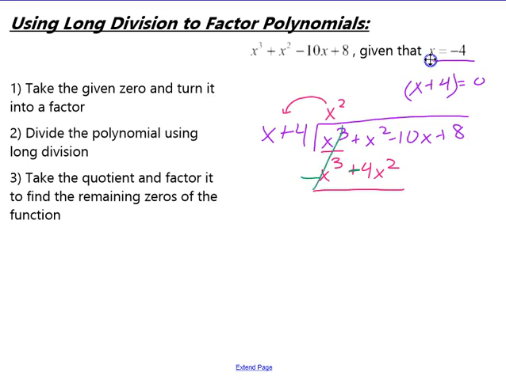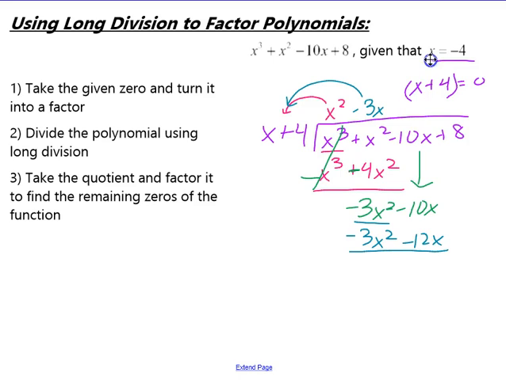So this cancels. We have negative 3x squared. And we're going to break down our next term. Then we're going to divide negative 3x squared by x, which is negative 3x. And then when we multiply, we'll get negative 3x squared minus 12x. And then we want to subtract. So we're going to change our signs. This cancels. We get 2x, and then bring down our last term, positive 8.